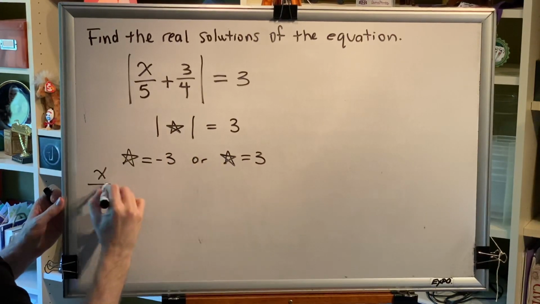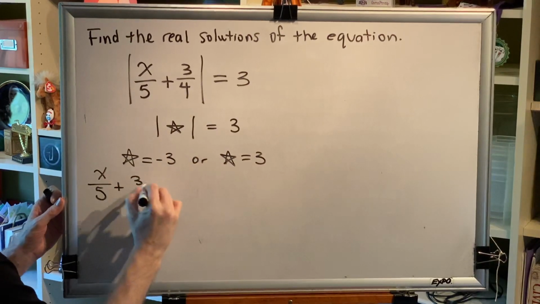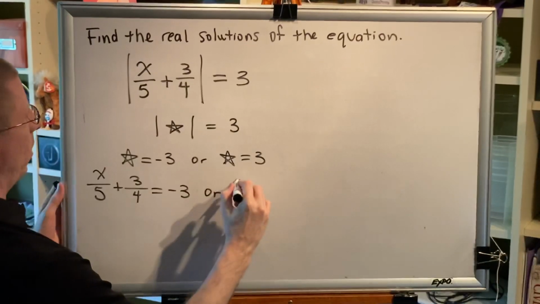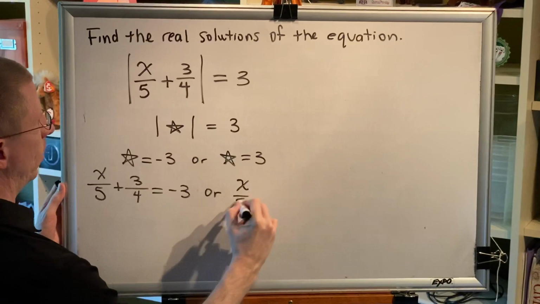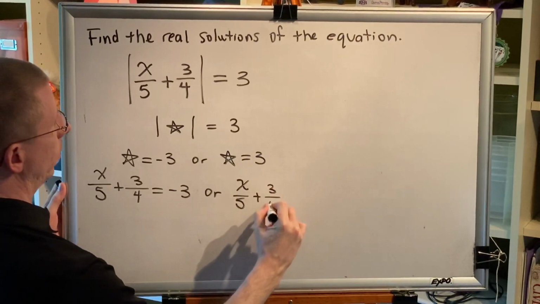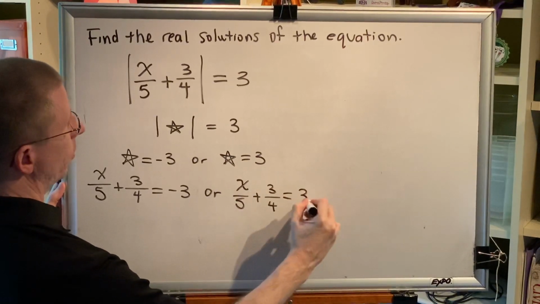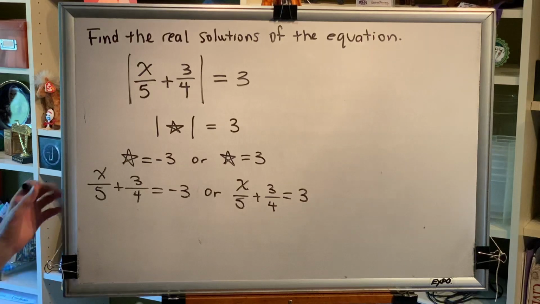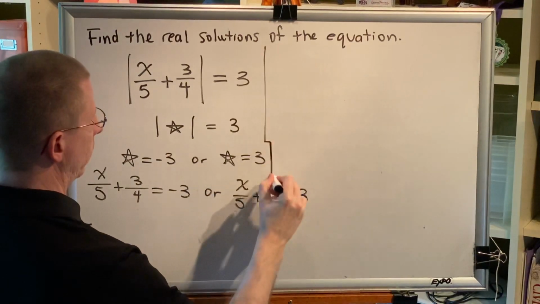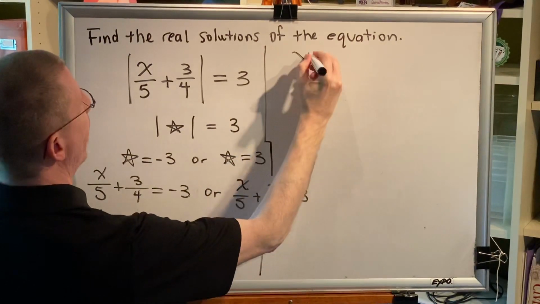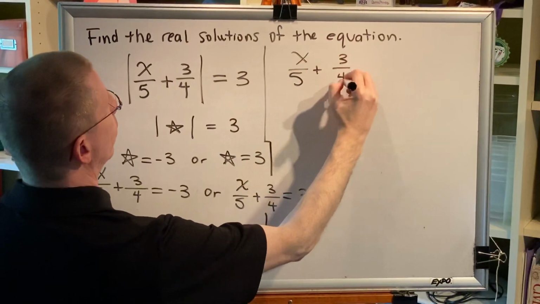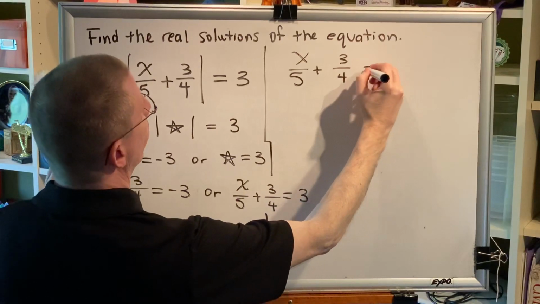So that tells me that x fifths plus 3/4 equals negative 3, or x fifths plus 3/4 equals 3. All right, let's solve each one of these equations one at a time. Let's start with the first one. So we have x fifths plus 3/4 equals negative 3.